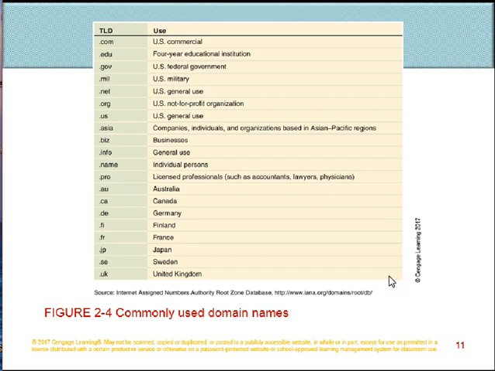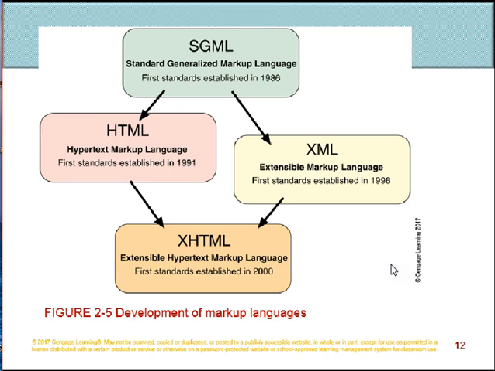So here we see a picture of some commonly used domain names. Top-level domains: .edu for educational institutions, .mil for the military, .com for U.S. commercial. And here we see the standard generalized markup language, SGML, and two of its descendants are HTML and XML. They were combined to form XHTML.